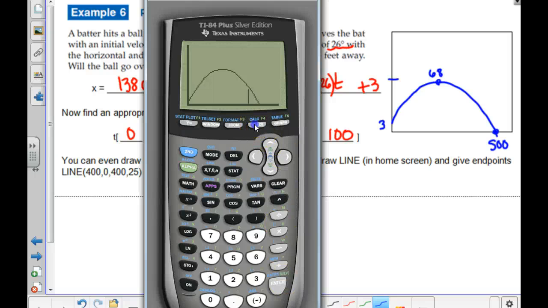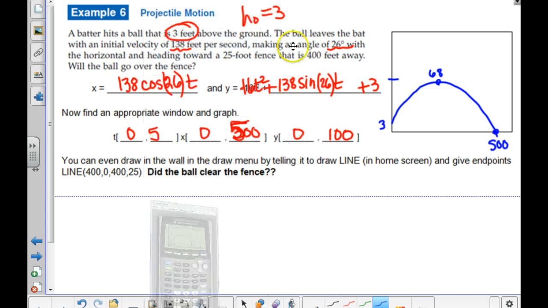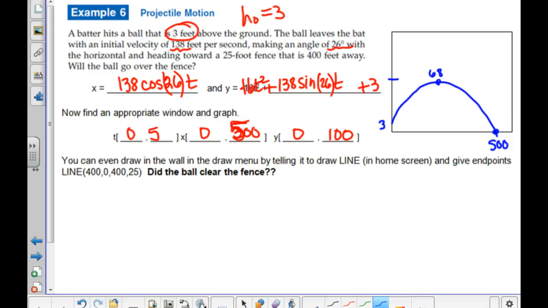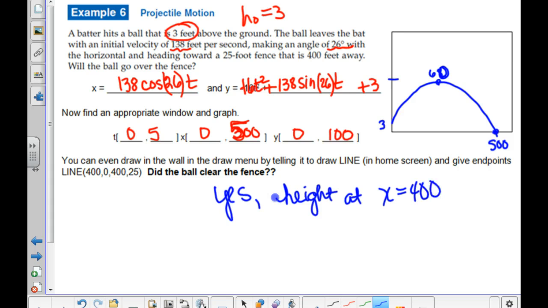Okay, now I'm going to trace along because Ben said he didn't get this answer. What was the height? Yeah, I only got about 60 feet, not 68. Okay. So this one should have been about 60 feet. But yes, height at x equals 400 is about 32 feet. So it clears the wall.